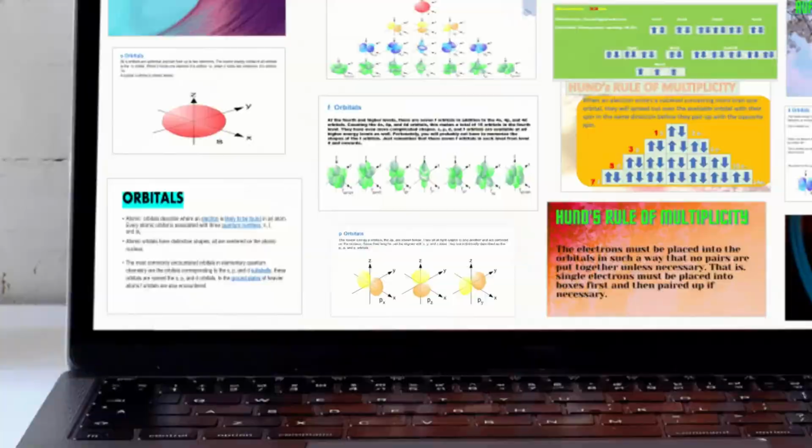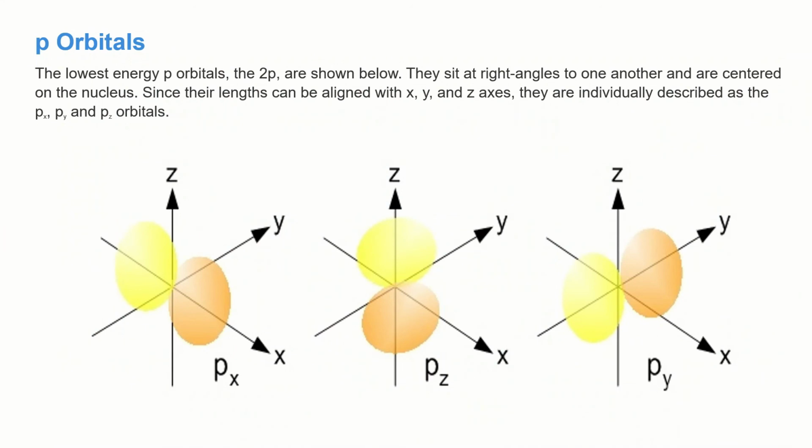Next is the p orbital. The lowest energy p orbitals, the 2p, are shown below. They sit at right angles to one another and are centered on the nucleus. Since their length can be aligned with the x, y, and z axes, they are individually described as the px, py, and pz orbitals. So the p orbital can only hold a maximum of 6 electrons.